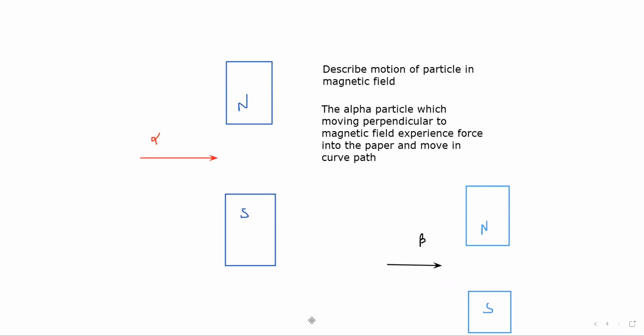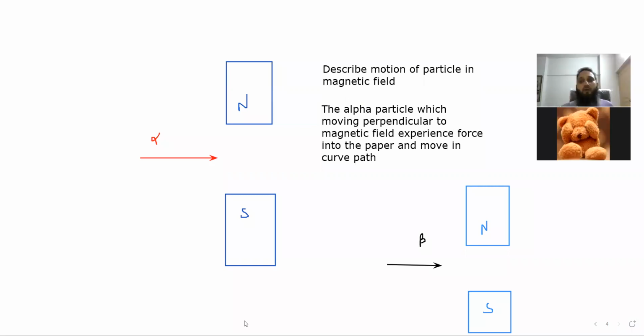Your first finger should point towards south. So apply the right hand rule. My first finger should point towards south. My second finger should point in the direction where the beta is moving. Where my thumb is pointing, it's pointing out of the paper.